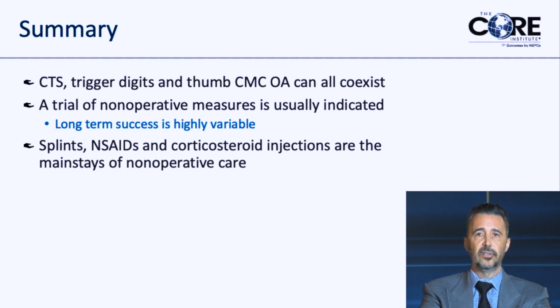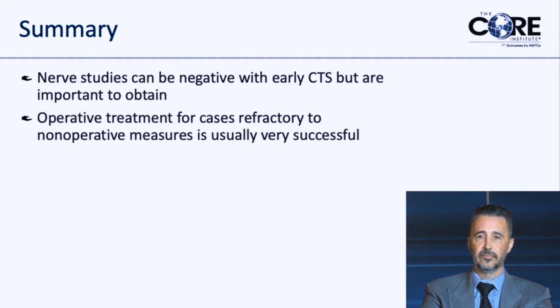So it's really important to be evaluated by a hand specialist if you're concerned that you have any of those issues. A trial of non-operative measures usually is indicated in most patients, with the caveat of what I told you about with regards to the carpal tunnel and long-standing carpal tunnel. Splints and anti-inflammatories and cortisone shots can be really helpful and really are the mainstays of non-operative treatment for all three of those conditions. Nerve studies can be negative with early carpal tunnel, but they really are sometimes important to obtain, especially if we're concerned about other issues.